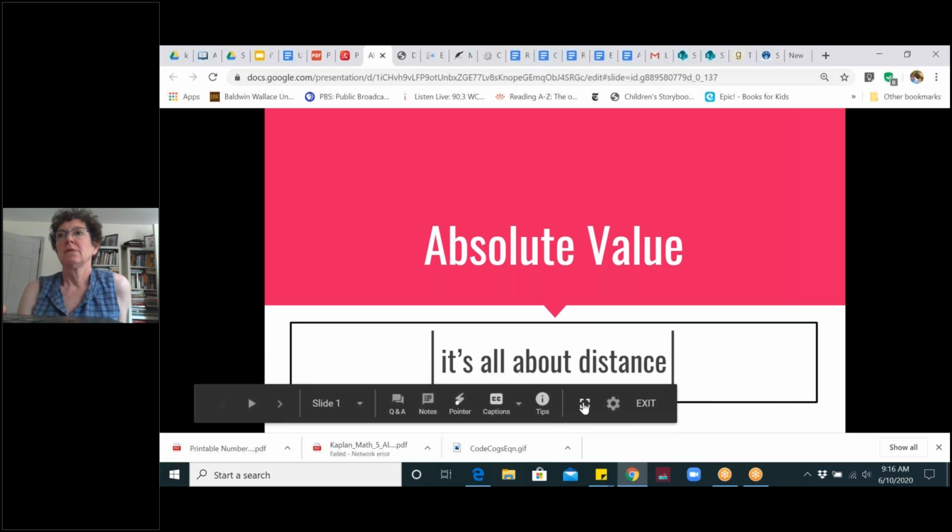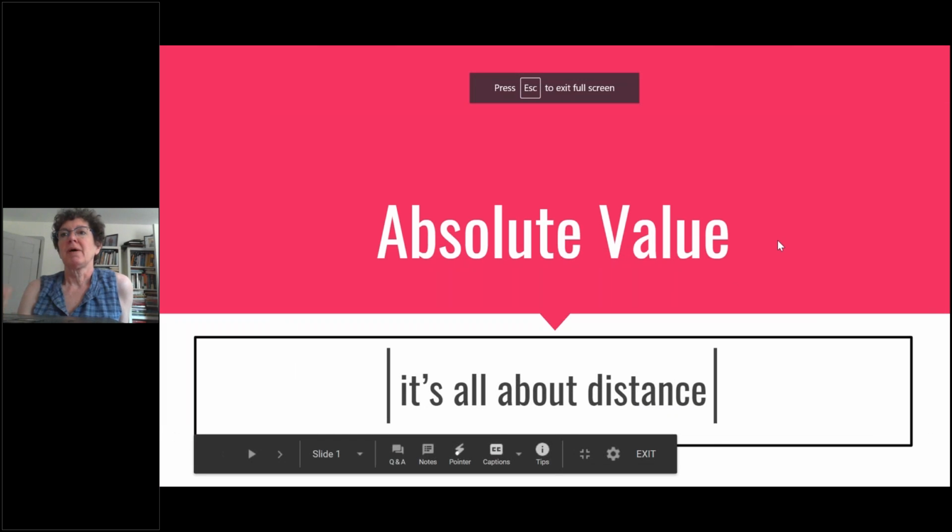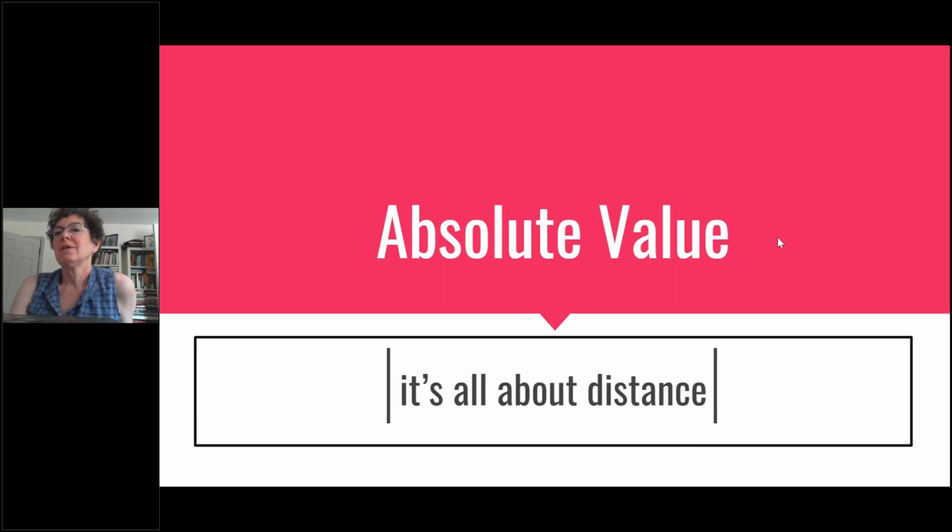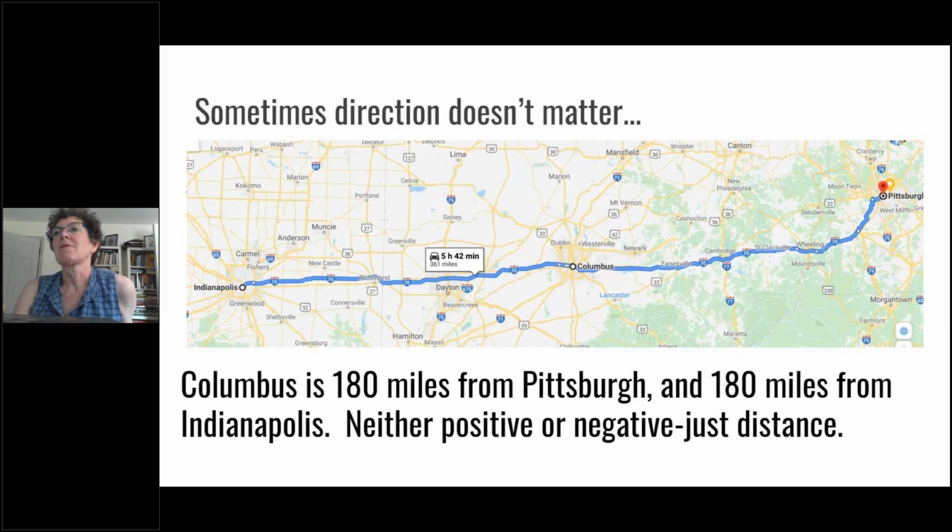Let's talk about absolute value. Absolute value is a fairly easy concept. It really is talking about distance. So we can think of sometimes where the direction that we're going doesn't matter.